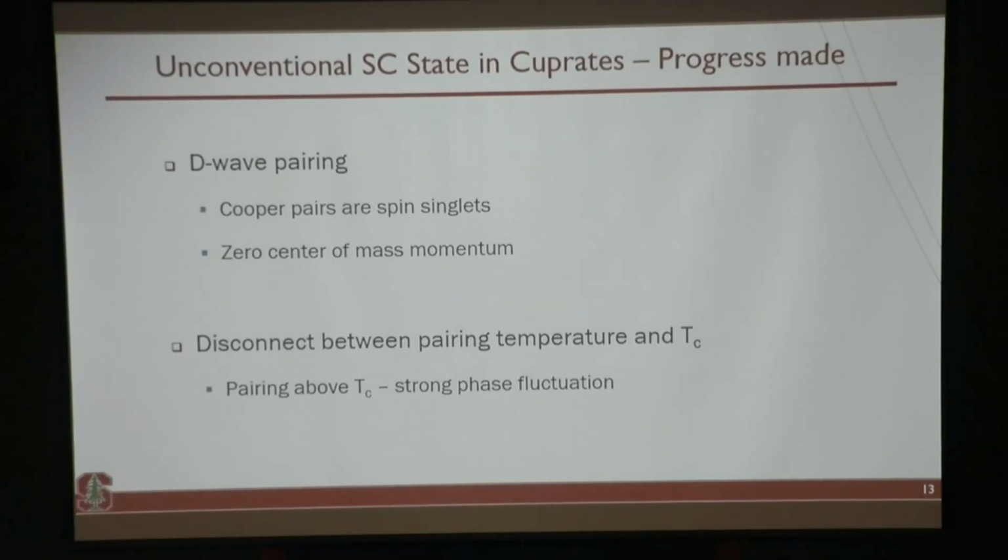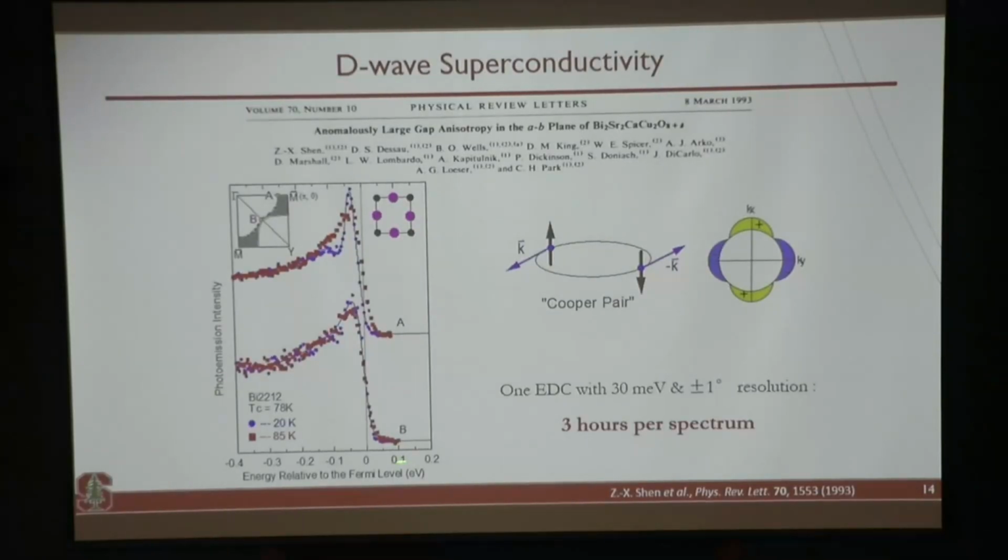Now, let me try to show you. As Donghai pointed out, almost three decades ago, we measured the system, in particular along the B direction. That's, as I said, the node direction. You see the spectra above and below TC are almost identical, at two different temperatures. And we said it looks like what you would have expected of a d-wave: the node is gapless. On the other hand, if you go to the antinode, there's a clear difference between spectra below and above TC.